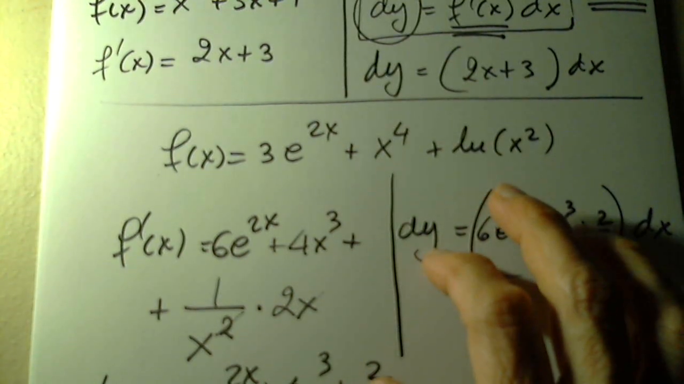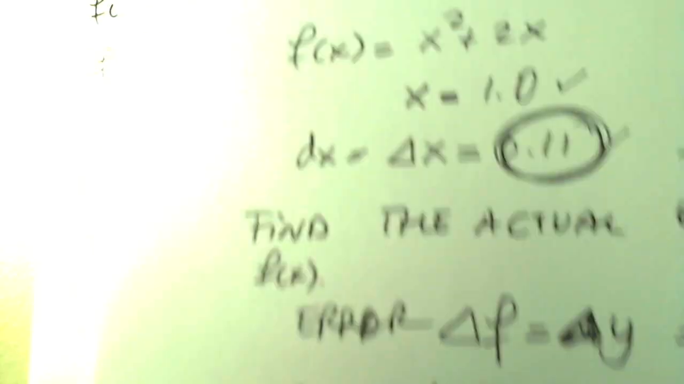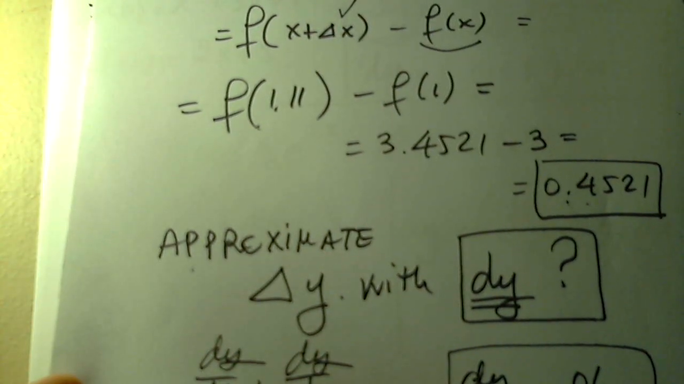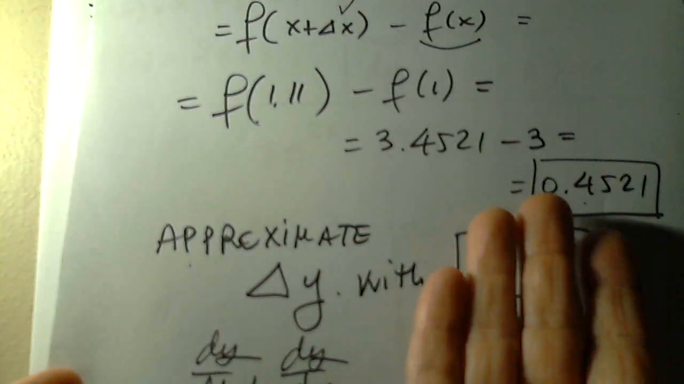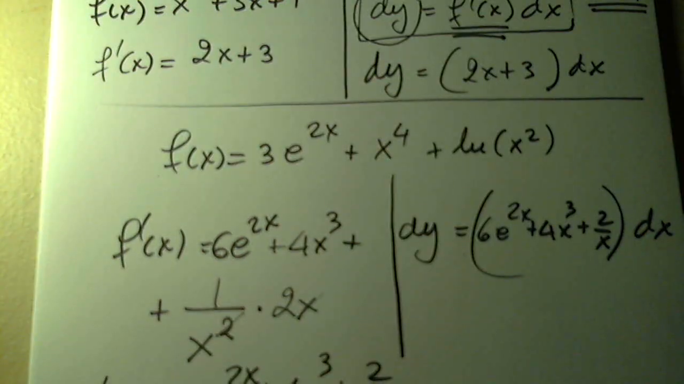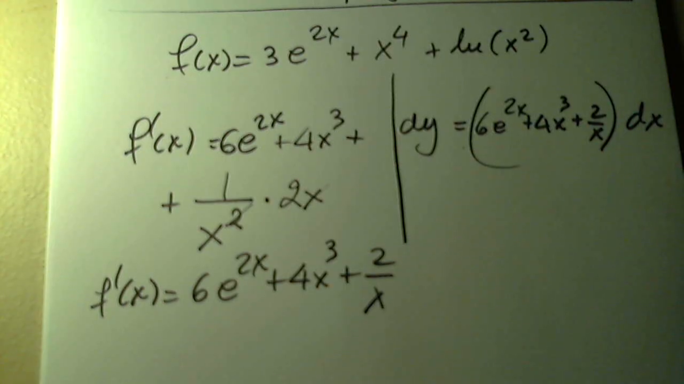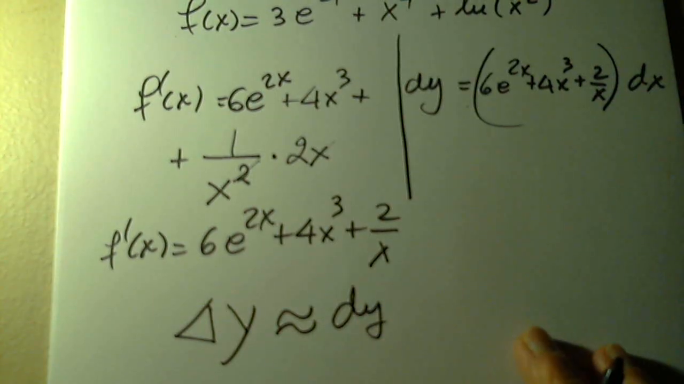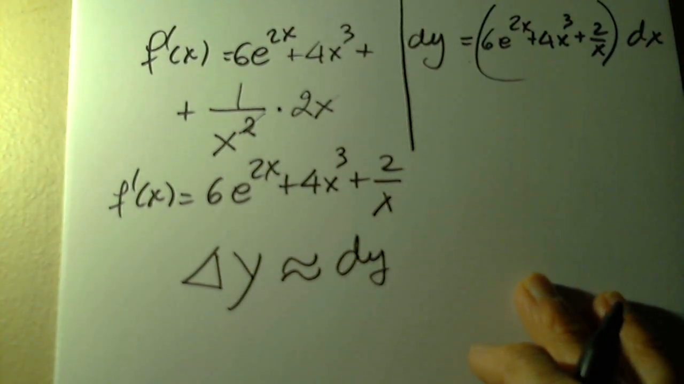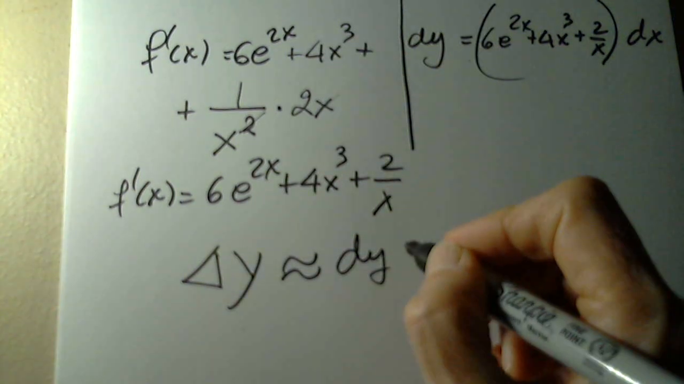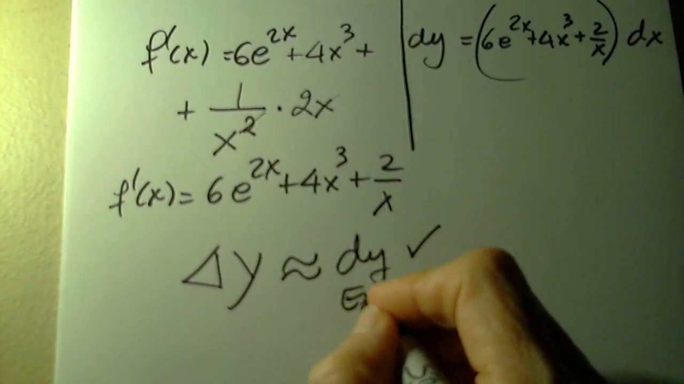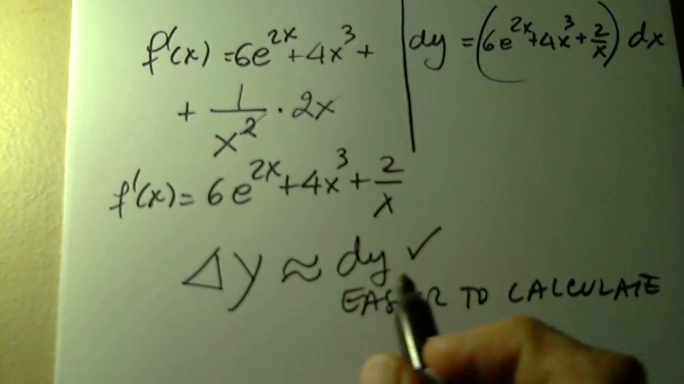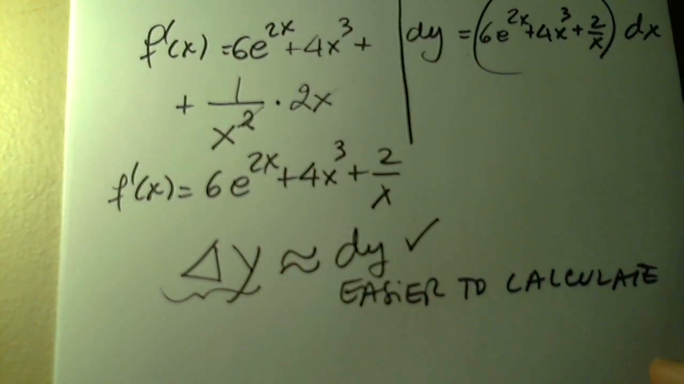What's the big deal with dy? Don't we just have enough? I have delta y. Why do I need dy? I already have the exact. Well, delta y is approximately dy. If I can live with a little bit of error, I prefer dy because it's easier to calculate. This is not that easy to calculate.